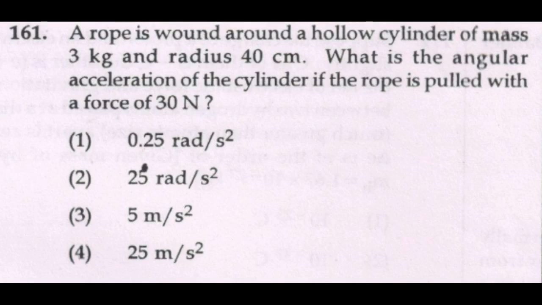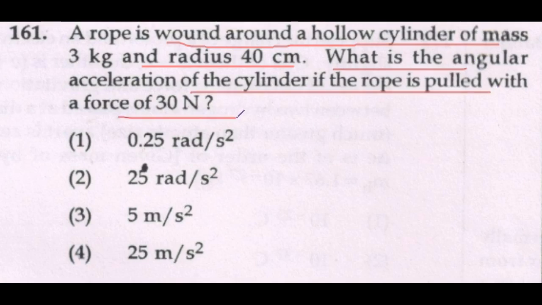Alright, so let's move on to the next question. It is given that a rope is wound around a hollow cylinder of mass 3 kg and radius 40 cm. What is the angular acceleration of the cylinder if the rope is pulled with a force of 30 newtons?